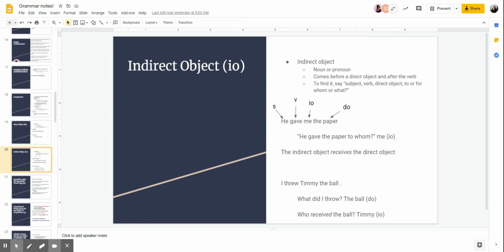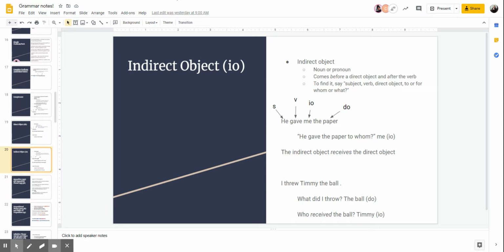He gave me the paper. He gave me what? The paper, direct object. He gave the paper to whom? Me, indirect object. I receive the direct object. I'm getting the paper, right? I threw Timmy the ball. I threw what? The ball. Ball is my direct object. I threw the ball to whom? Timmy. Who received the ball? Timmy did. He's my indirect object.